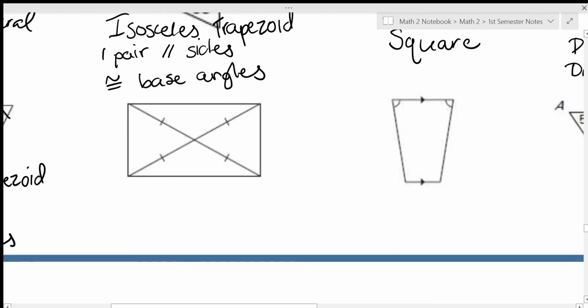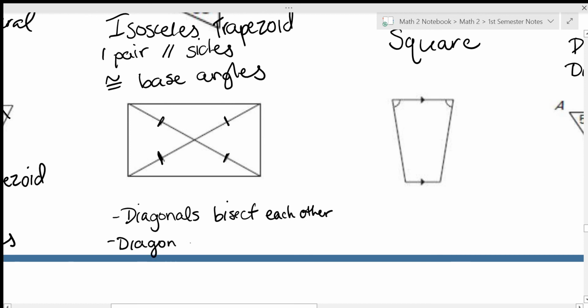Okay, on the next shape we have, again, diagonals bisecting each other, and because they all have one tick mark, that means the diagonals are also congruent. So we have diagonals bisecting each other, which is a property of parallelograms, and we have diagonals that are congruent, which is a property of rectangles. So the most specific classification we can give this is that it is a rectangle.